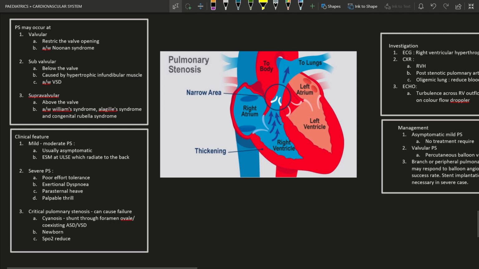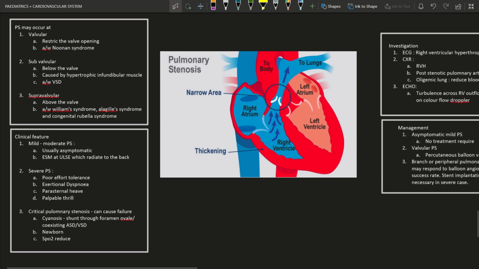In some very severe cases of pulmonary stenosis, we call it critical pulmonary stenosis. This can cause heart failure. From the name, critical pulmonary stenosis means that the stenosis is very severe. It only allows small amounts of blood to pass through the stenotic area to go to the lung. This is usually seen in neonates or newborns, where they might present with cyanosis.